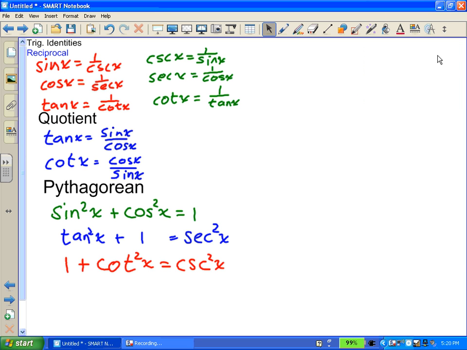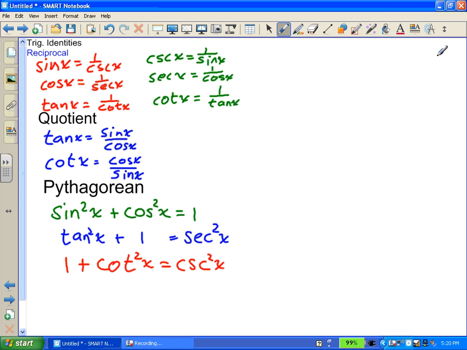In this recording, we're going to look at how to verify trig identities. Before we do that, I have up here a list of the basic trig identities. We have the reciprocal identities, sine x equals 1 over cosecant x, etc.